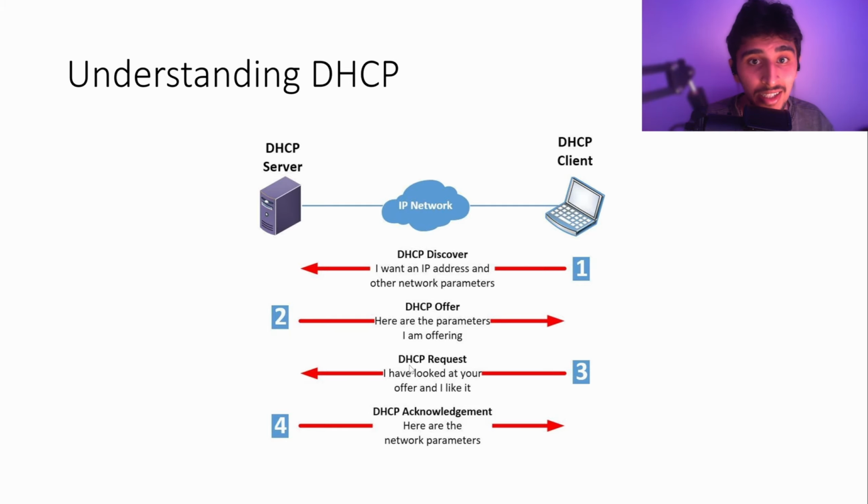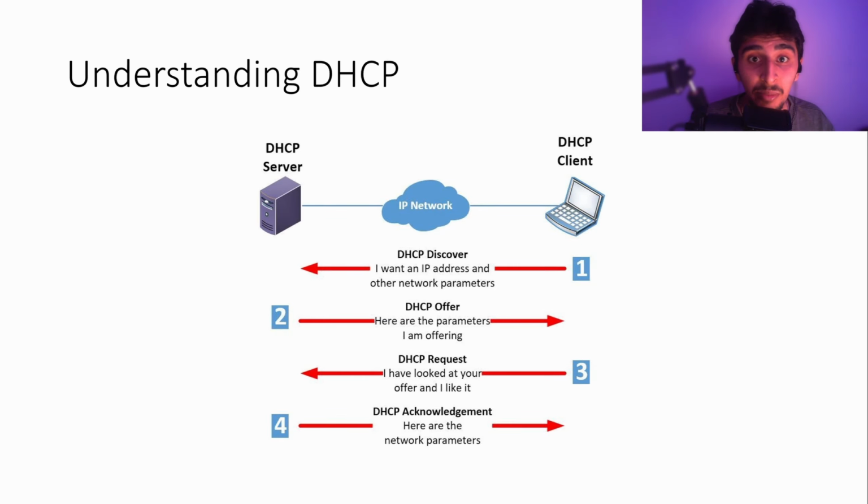Then there is DHCP Request. It is the third step. After receiving the offer, the device responds by requesting the offered IP address. This message tells the DHCP server that the device accepts the offered network configuration. At this stage, the device is asking permission to officially use that IP address.